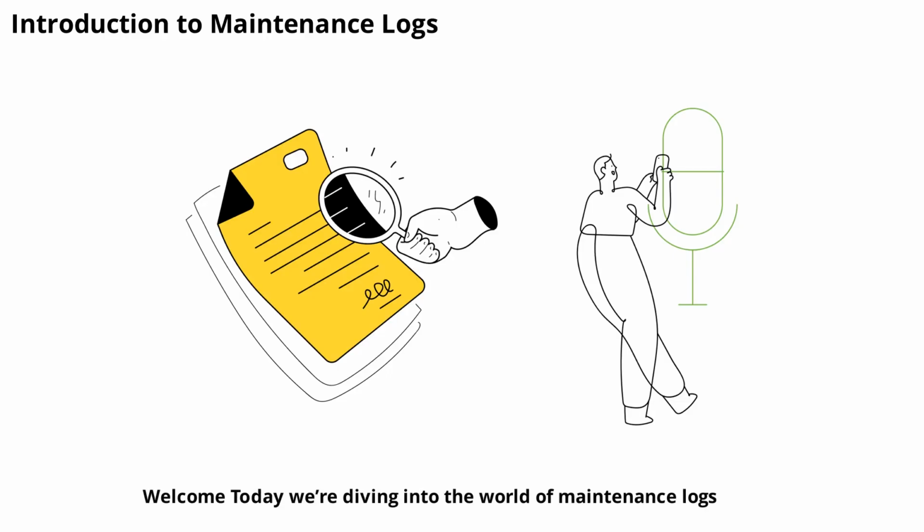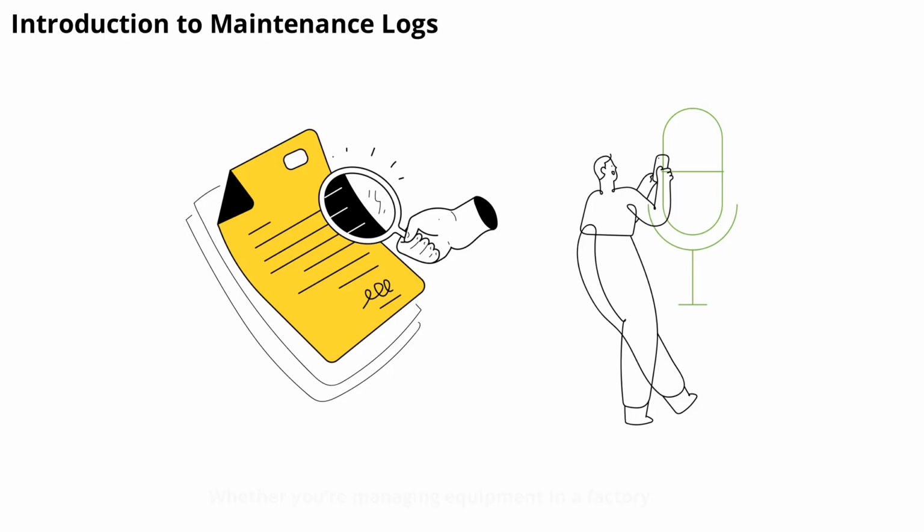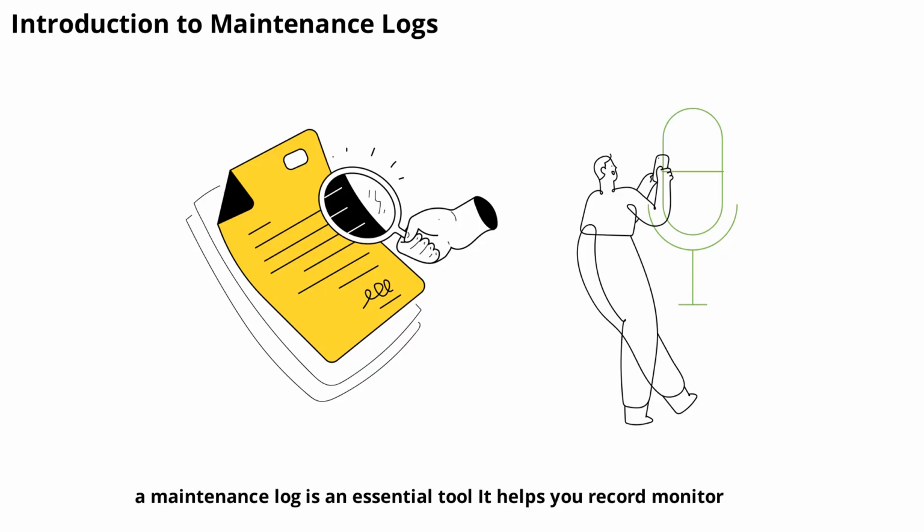Welcome! Today, we're diving into the world of maintenance logs. Whether you're managing equipment in a factory, overseeing a fleet of vehicles, or simply keeping track of home appliances, a maintenance log is an essential tool. It helps you record, monitor, and analyze the upkeep of your assets. In this video, we'll explore what a maintenance log is, why it matters, and how you can use one to streamline your maintenance processes. Let's start by understanding the basics and setting the stage for effective record keeping.